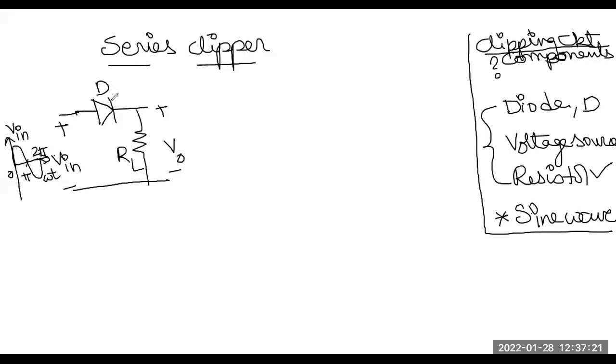And here one important thing that we always consider is that we are assuming the diodes we are using are ideal diodes. We are not taking practical diodes into consideration. We assume that the diodes we are using are ideal diodes. The reason is very simple. Why? What is the difference between practical and ideal diodes? Can anyone say?